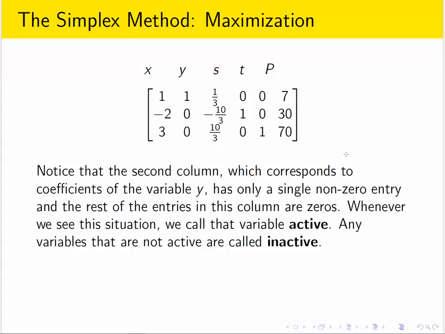So if we take a look at the second column, we can see that there's only one entry that's not 0. The other entries are both 0. Whenever we see a situation like this, we call the variable that corresponds to that column active. So y is active, t is active, and p is active. The other variables are called inactive. That's x and s.